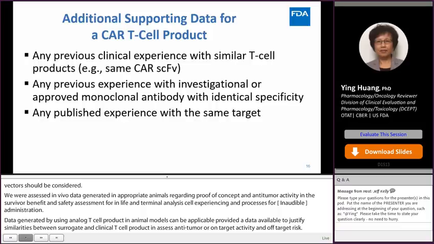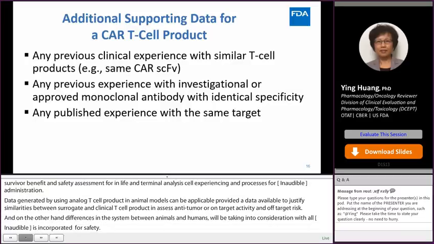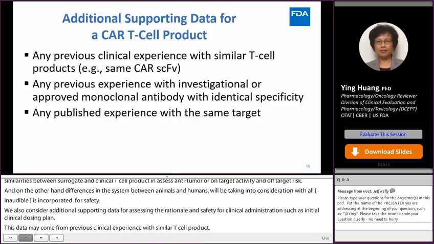We also consider additional supporting data for assessing the rationale and safety for clinical administration, such as initial clinical dosing plan. This data may come from previous clinical experience with similar T-cell products, particularly those T-cell products that incorporate the same CAR as CFV. In this regard, clinical data derived from investigational or approved equivalent monoclonal antibody with identical specificity are also supportive in the determination of clinical administration of the CAR T-cell product. The published experience with the same target is also taken into consideration.